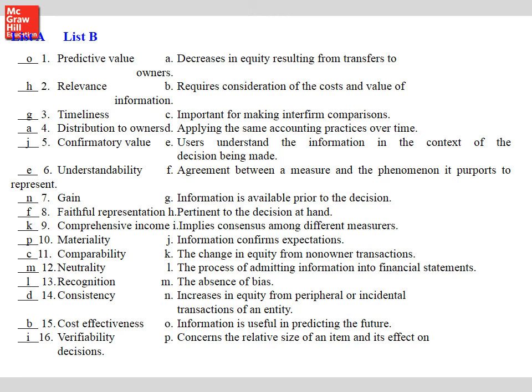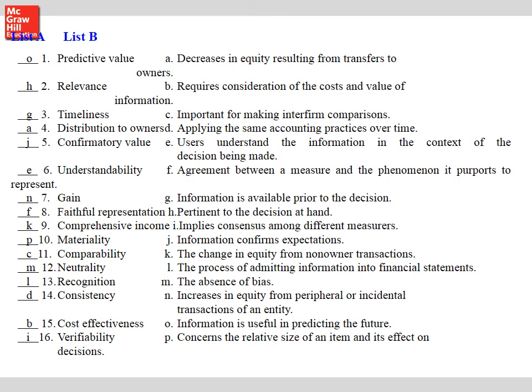Neutrality, M, the absence of bias. So we say financial information has to have no bias in it. Recognition, that's L, the process of admitting information into financial statements. Consistency, letter D, applying the same accounting practices over time.